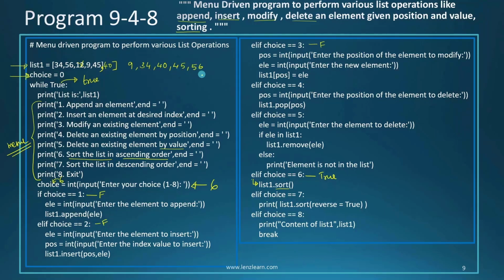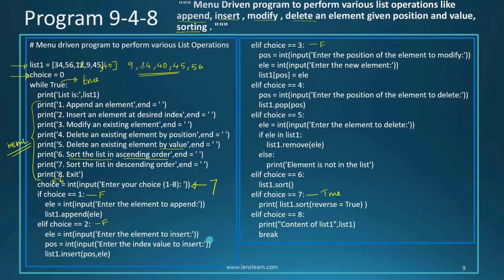Okay, so this is a sorted value, and after sorting, the control will again come to while. It will print the list. So this value you can see after sorting, it will be printed out. Again, the menu will be shown. Now if you want to sort the numbers in reverse order, you have to give choice 7. So now the control will come to the next elif statement, because this will be true.